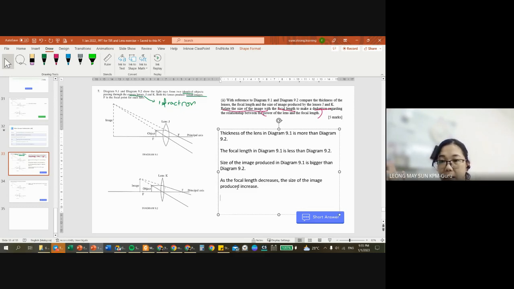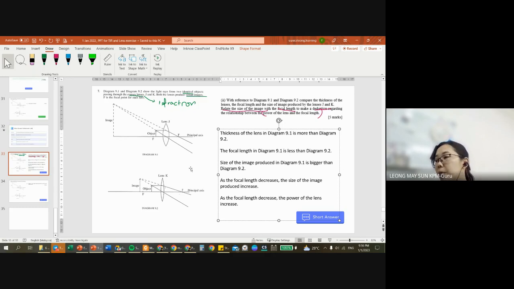Make a deduction regarding the power of the lens and the focal length. So the power of the lens means how big the image can be formed. So the focal length of 9.1 is less, but the magnification is higher. Therefore, as the focal length decreases, sorry, the power of the lens increases. All right, so that is how we answer relate size and deduction regarding the relationship.